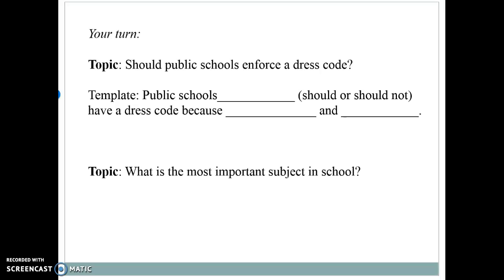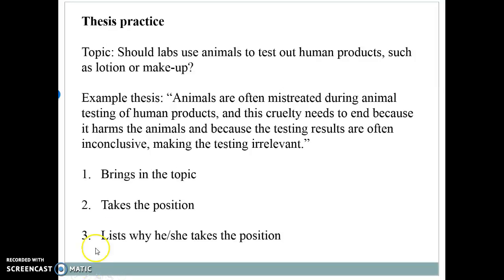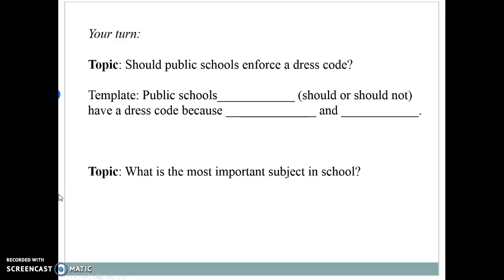Now I want you to practice writing a thesis without a template. So here's your topic. What is the most important subject in school? Don't forget, you have to incorporate those 3 elements of a strong thesis, and I've not given you a template. So pause the video, write down your own thesis, and then we'll see how you did.